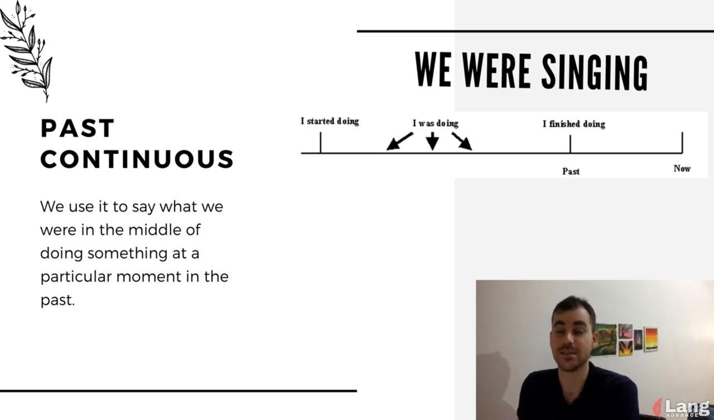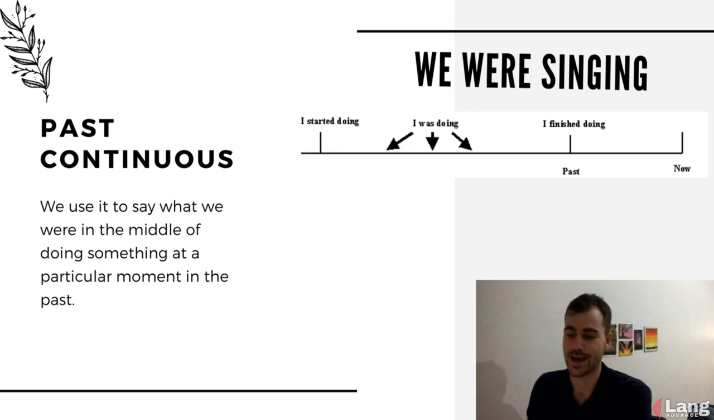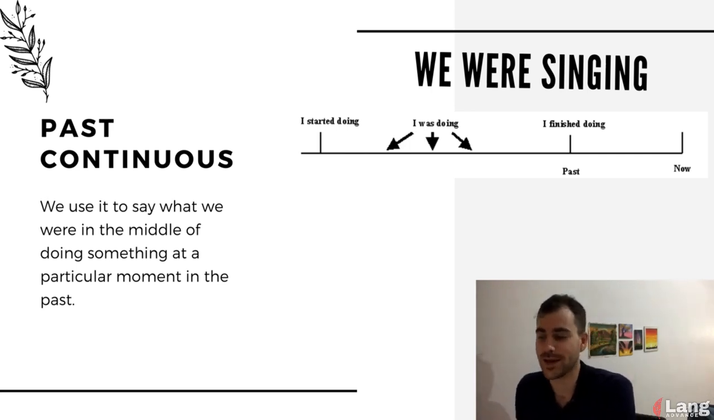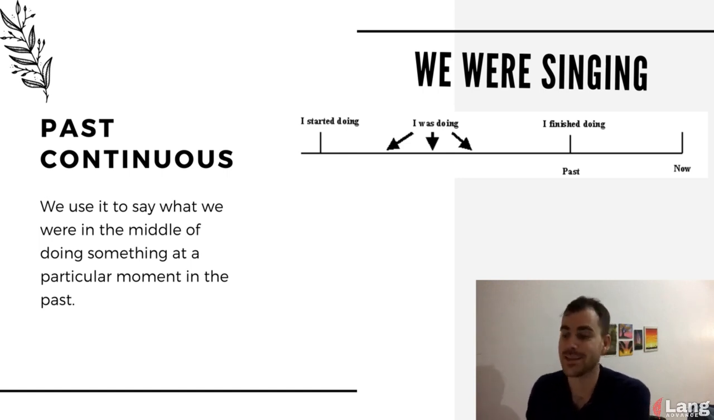We use the past continuous to say what we were in the middle of doing at a particular moment in the past. For example, I can say, we were singing. When were we singing? In the past. The activity was not complete.